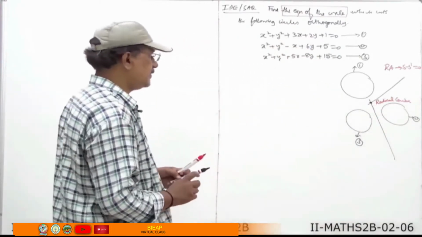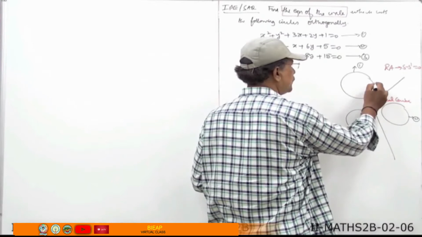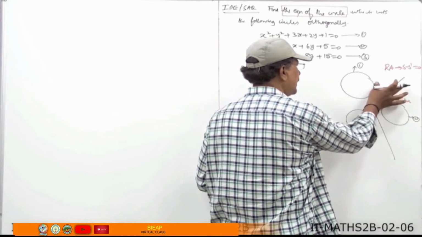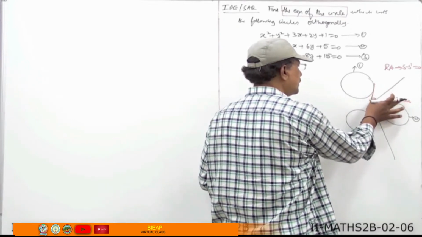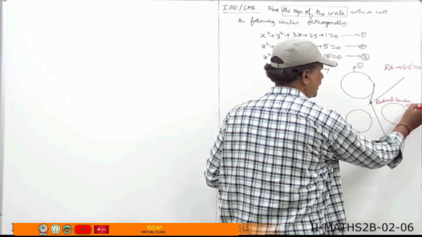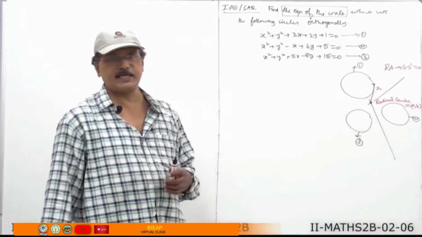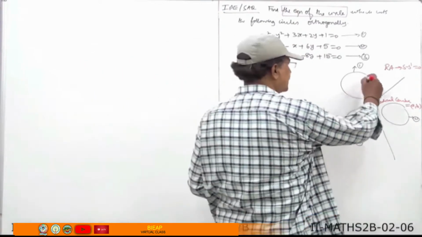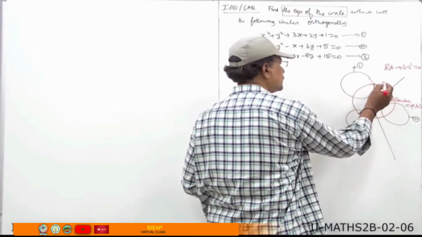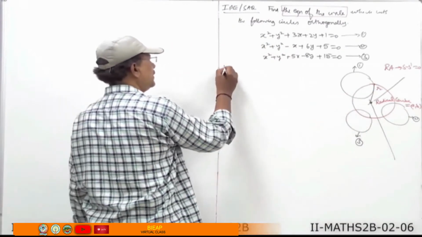After finding the radical center, we draw the tangent from this radical center to any one of the circles. Then you take this radical center as the center, let us call it AB, and this length of the tangent as the radius. We can find a circle which cuts the given three circles orthogonally. So, first of all we find the radical center.